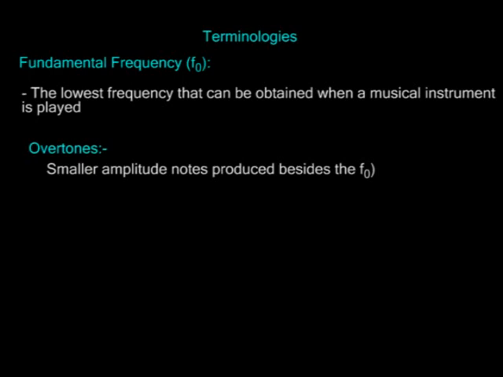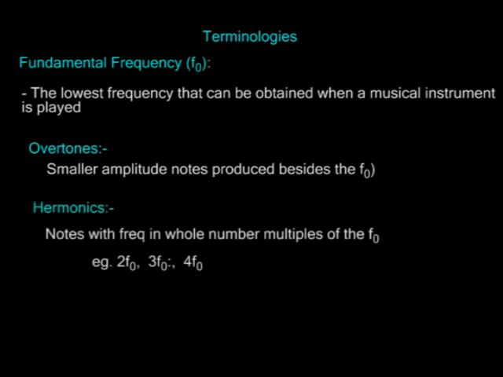Sound from a tuning fork is said to be pure because it has no overtones, and that is why a tuning fork is used to tune other musical instruments. The first, second, and third higher frequencies above the fundamental notes are called the first, second, and third overtones respectively.